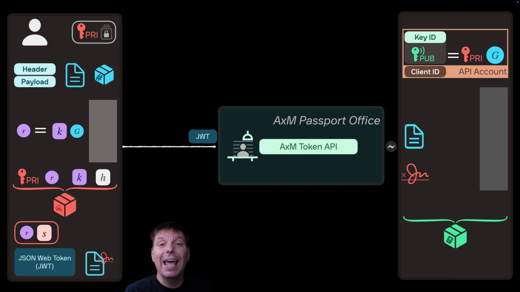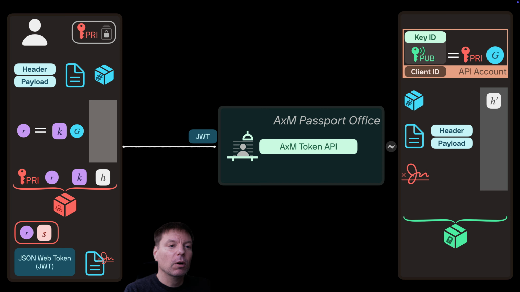It will then go ahead and inspect the contents of our message, the header and the payload, and it will rehash the header and the payload, because if someone tried to change anything in the header or the payload, this would result in a different digest, and thus our verification function, as you'll see in a moment, wouldn't work.